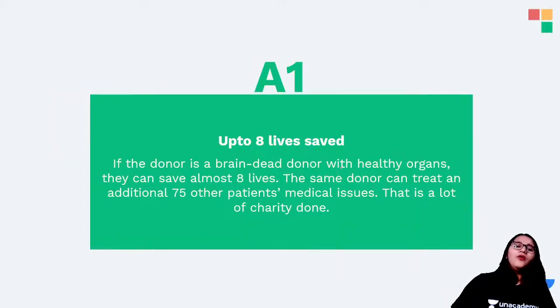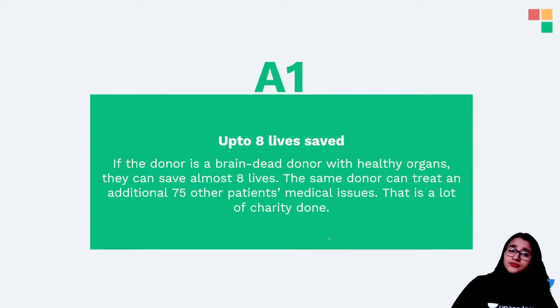Okay, so up to 8 lives can be saved if one person decides that I am going to donate my healthy organs. Yes, so you can save up to almost 8 lives. The same donor can treat an additional 75 other patients' medical issues, and this is a lot of charity done. Because you never know when you are going to die, right? But it's always good that we have a signed will that I would like to donate my organs in case I am dead, in case I meet with a brain dead situation, right?